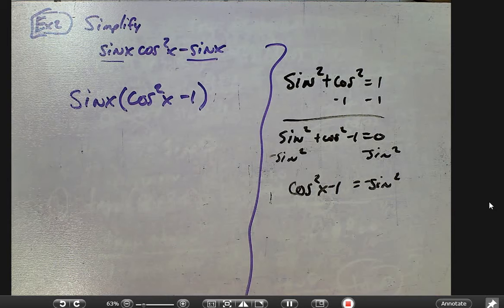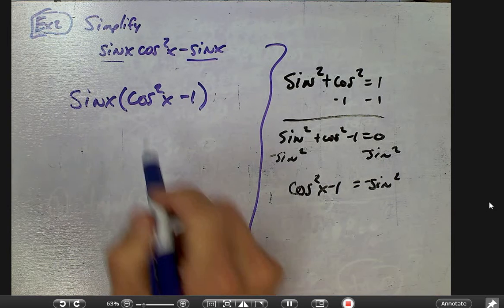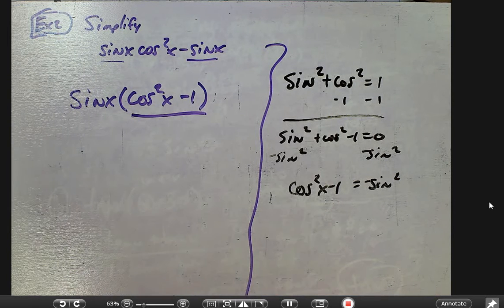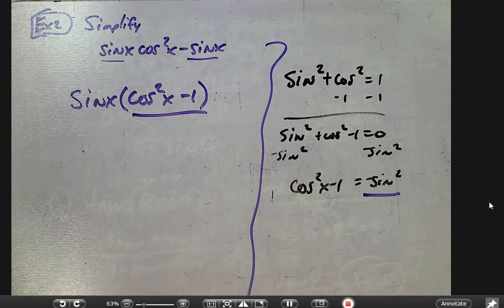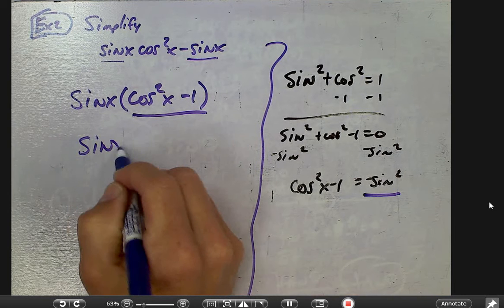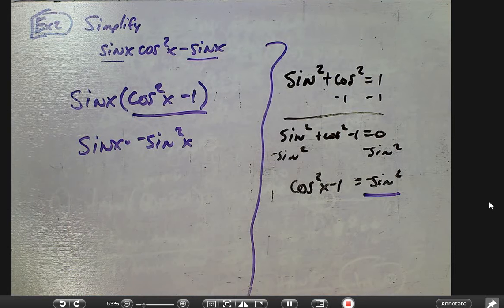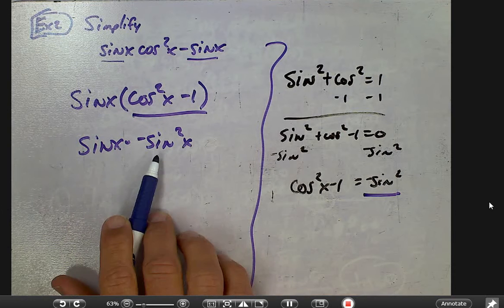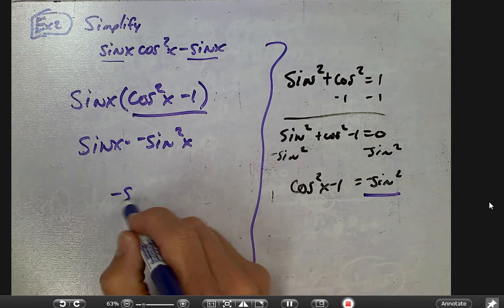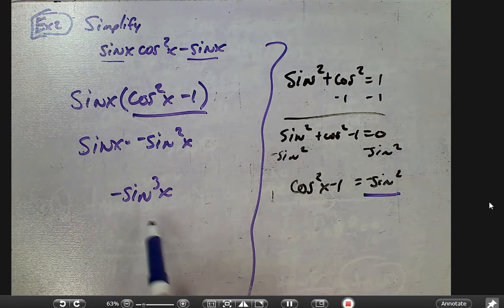So what that allows me to do is take out cosine squared x minus 1, and I'm going to put in negative sine squared. So it becomes sine x times negative sine squared x. And if I take sine times negative sine squared, I get negative sine to the third of x, and there's a simplified version of example 2.